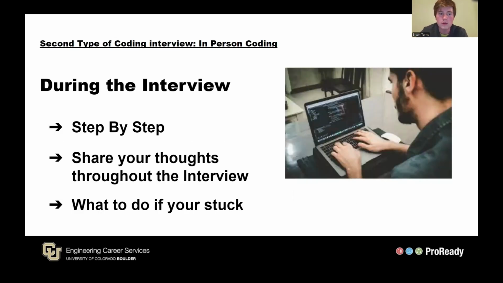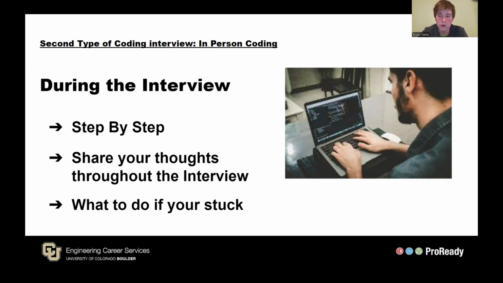So during the interview, it's quite a similar process. It's going to be step by step. You're going to work through it step by step. Typically it'll open with some small talk and a couple of questions about your background with programming. Do your best with the behavioral questions. They're quite important, so do not disregard that aspect of the interview.